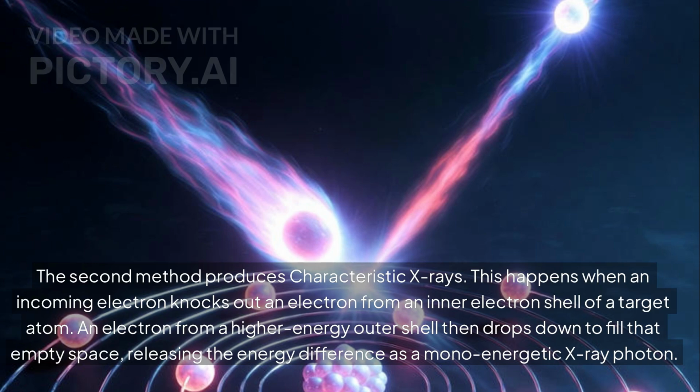The second method produces characteristic X-rays. This happens when an incoming electron knocks out an electron from an inner electron shell of a target atom. An electron from a higher energy outer shell then drops down to fill that empty space, releasing the energy difference as a mono-energetic X-ray photon.